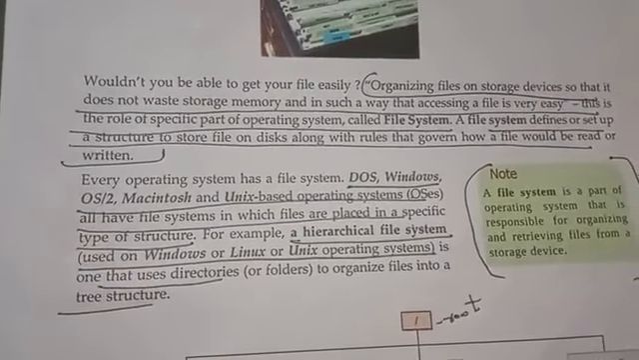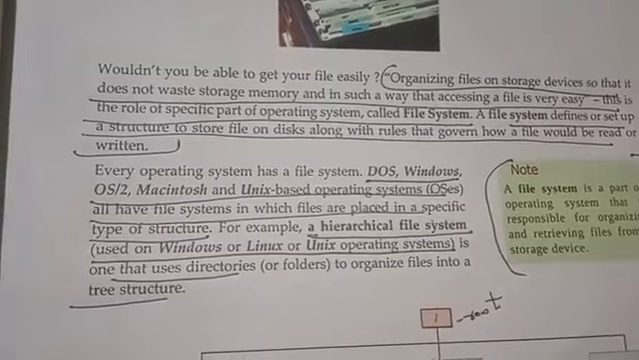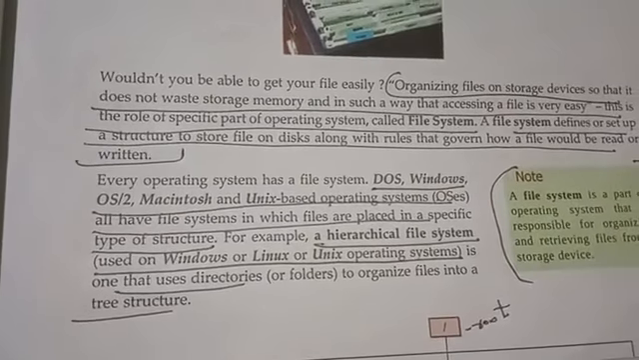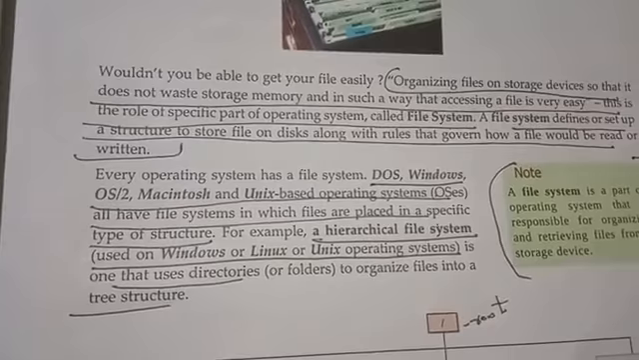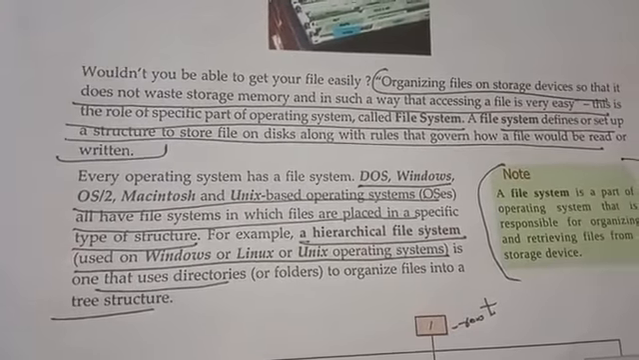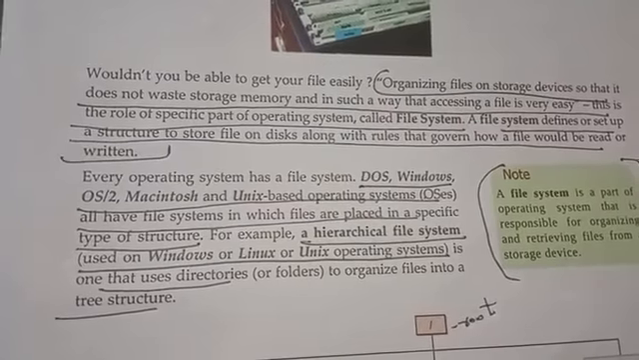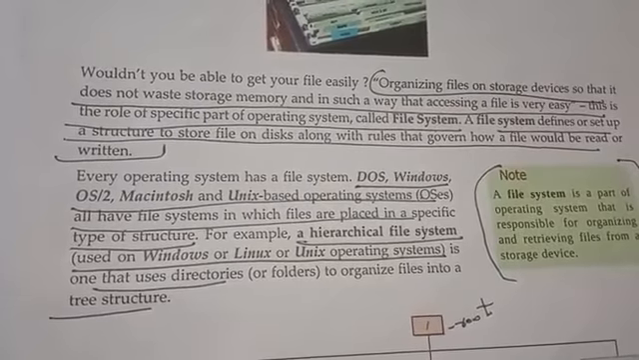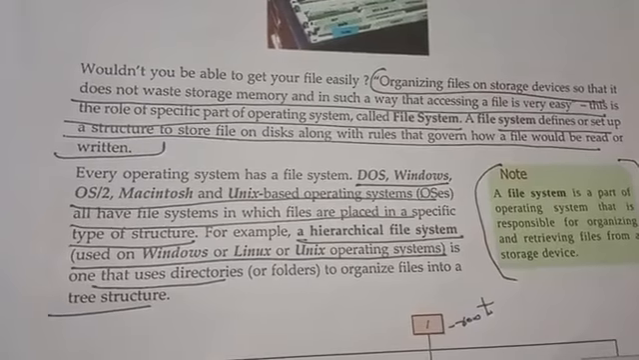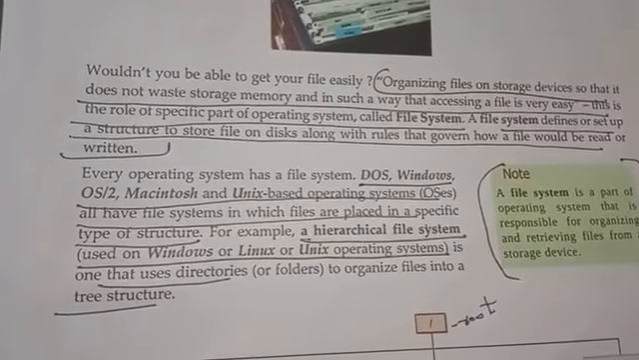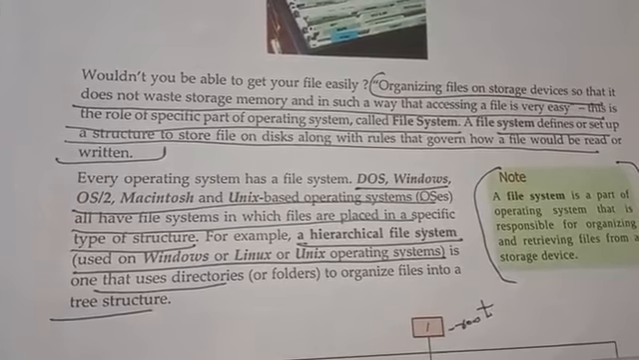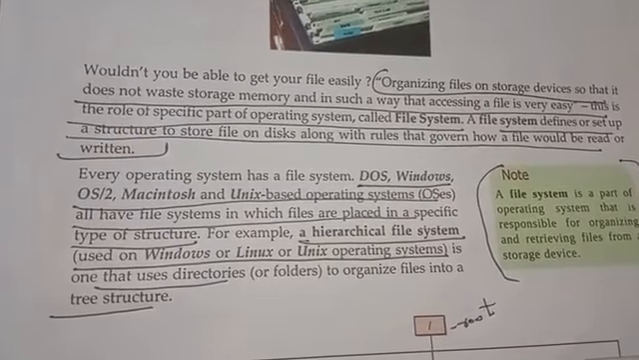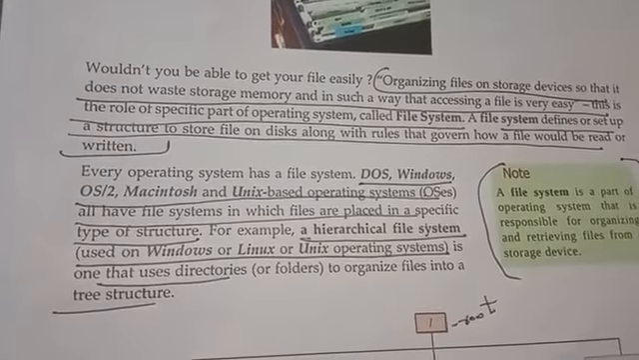Then look at this. Organizing files on a storage device so that it does not waste storage memory, which means the operating system is responsible for where it should be stored. Without wastage of memory, it should be stored on the devices, and in such a way that accessing the file is easy. This is the role of a specific part of the operating system called file system, which means we can arrange that data in a proper way, so then only we can access it. Accessing means we can get back that data fast.